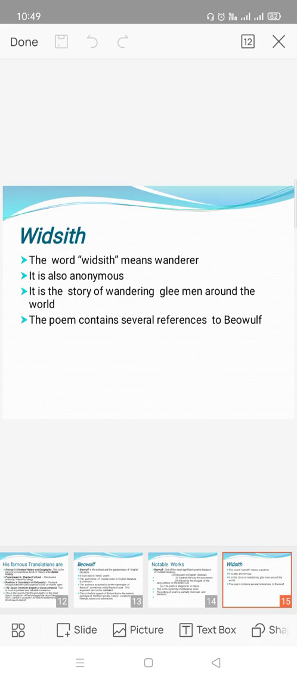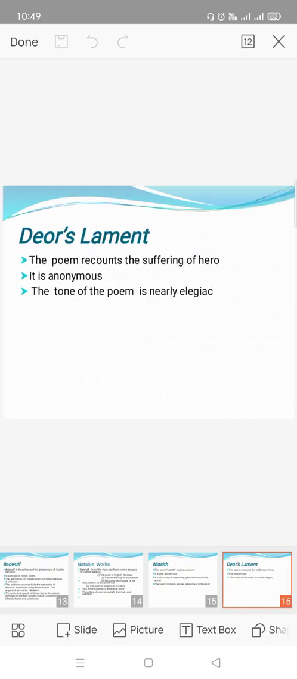Now, the second poem is Widsith. The word Widsith means wanderer. Wanderer means someone who roams here and there, someone who swiftly moves around aimlessly. The poem is also anonymous because its authorship is unknown, and it tells the story of the wandering gleeman around the world, and the poem contains several references to Beowulf and others.